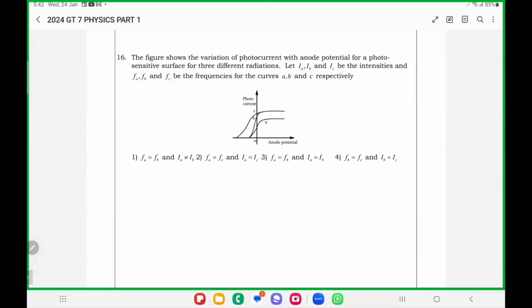Here in this diagram, the given question is related to stopping potential and frequencies. So on the y-axis, photocurrent, on the x-axis, anode potential.